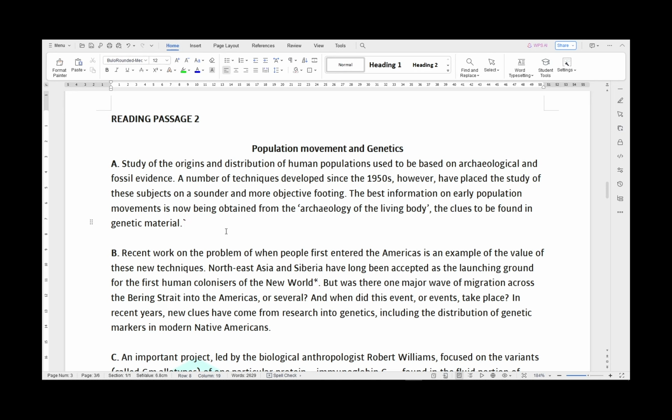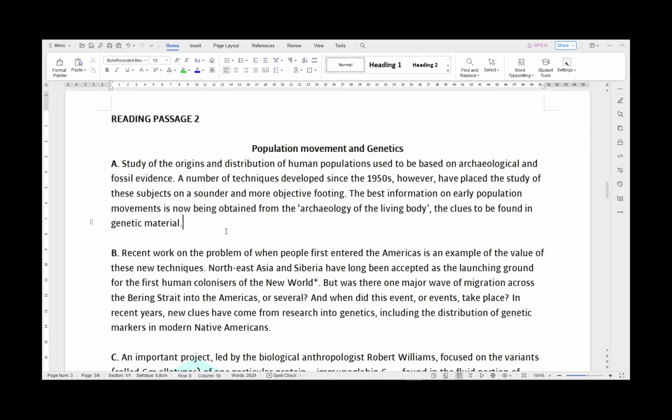In this video we're going to take a look at reading passage 2, population movement and genetics. So basically, reading passage 2 is somewhat of an abstract text, consisting of the author's opinions or stuff like that. You might have difficulties because, as I said, if it's an abstract text, that means sometimes people with a lack of common sense will have difficulty identifying the main idea.